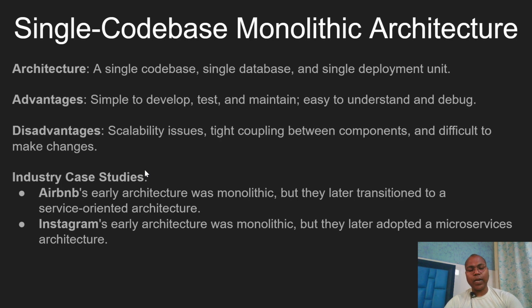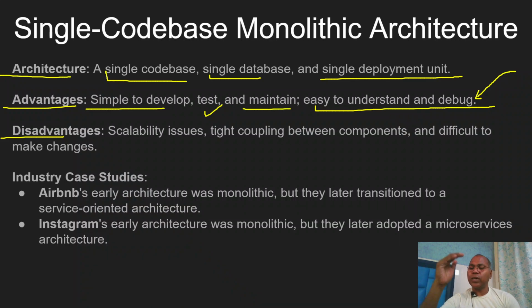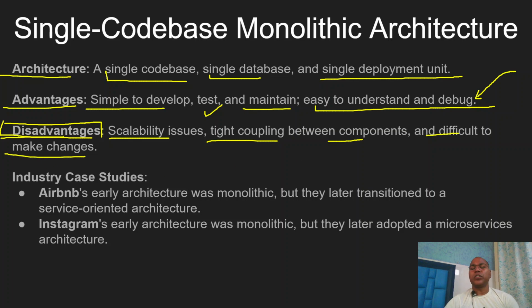And if you talk about the advantages and disadvantages of this architecture, as mentioned, it is a single code base, single database, or single deployment unit. The development advantages: simple to develop, simple to test, easy to maintain, easy to understand and debug, because there is only one single code base, so you can easily understand and debug the code. And what kind of problems come with monolithic architectures? Scalability issues, tight coupling between the components, and difficulty in making changes.